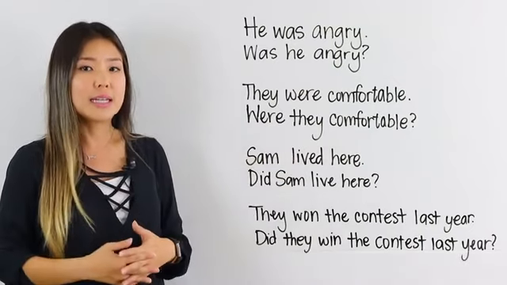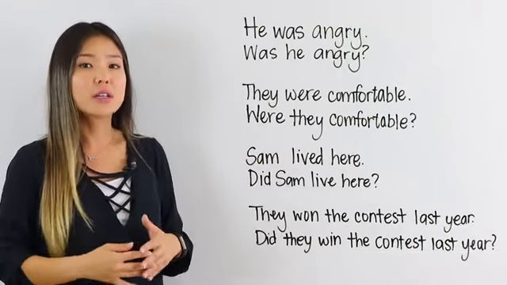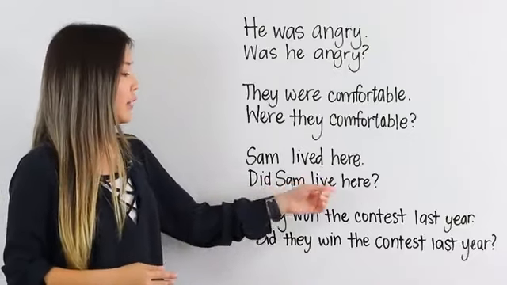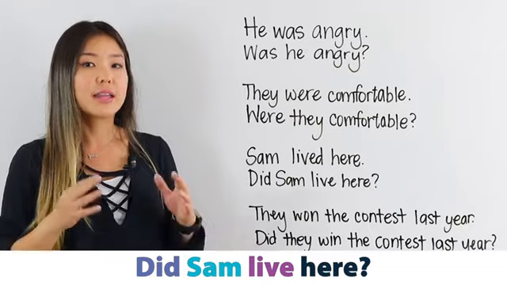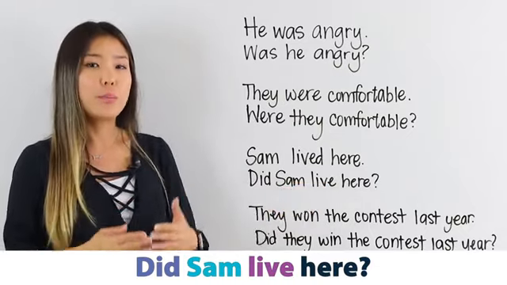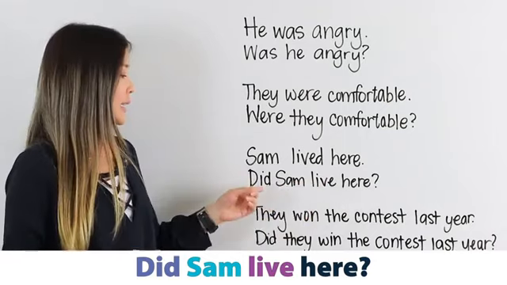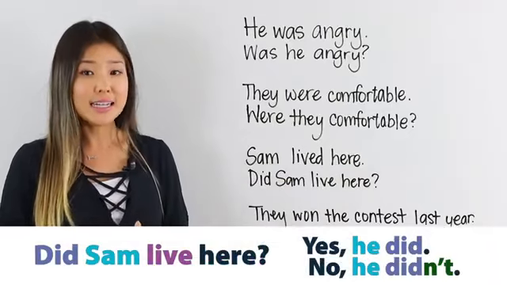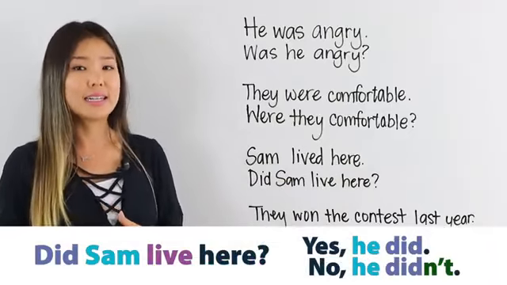So what we do is, no matter what the subject, we start the question with did. Did Sam live here? You'll notice that the verb no longer is in the past tense. We use the base form of the verb. Did Sam live here? You can say yes, he did, or no, he didn't.